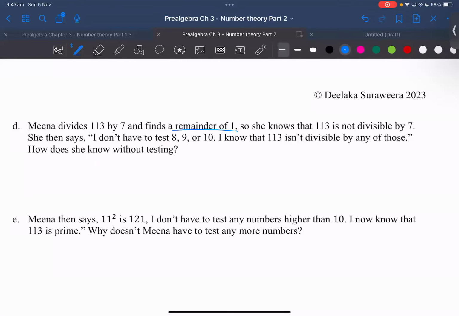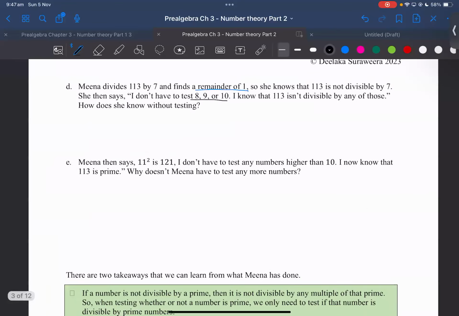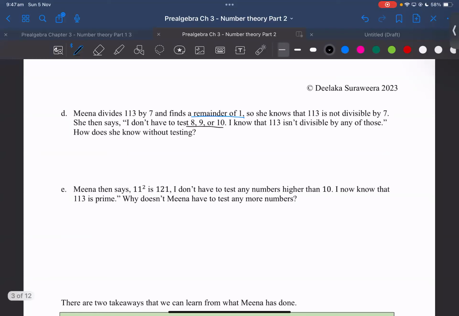And then she says, I don't have to test 8, 9, or 10, because she knows that 113 isn't divisible by any of those. How does she know without testing? It's very similar to the points in A and C. She doesn't test it. She knows that it's not divisible without even testing. Why is that?